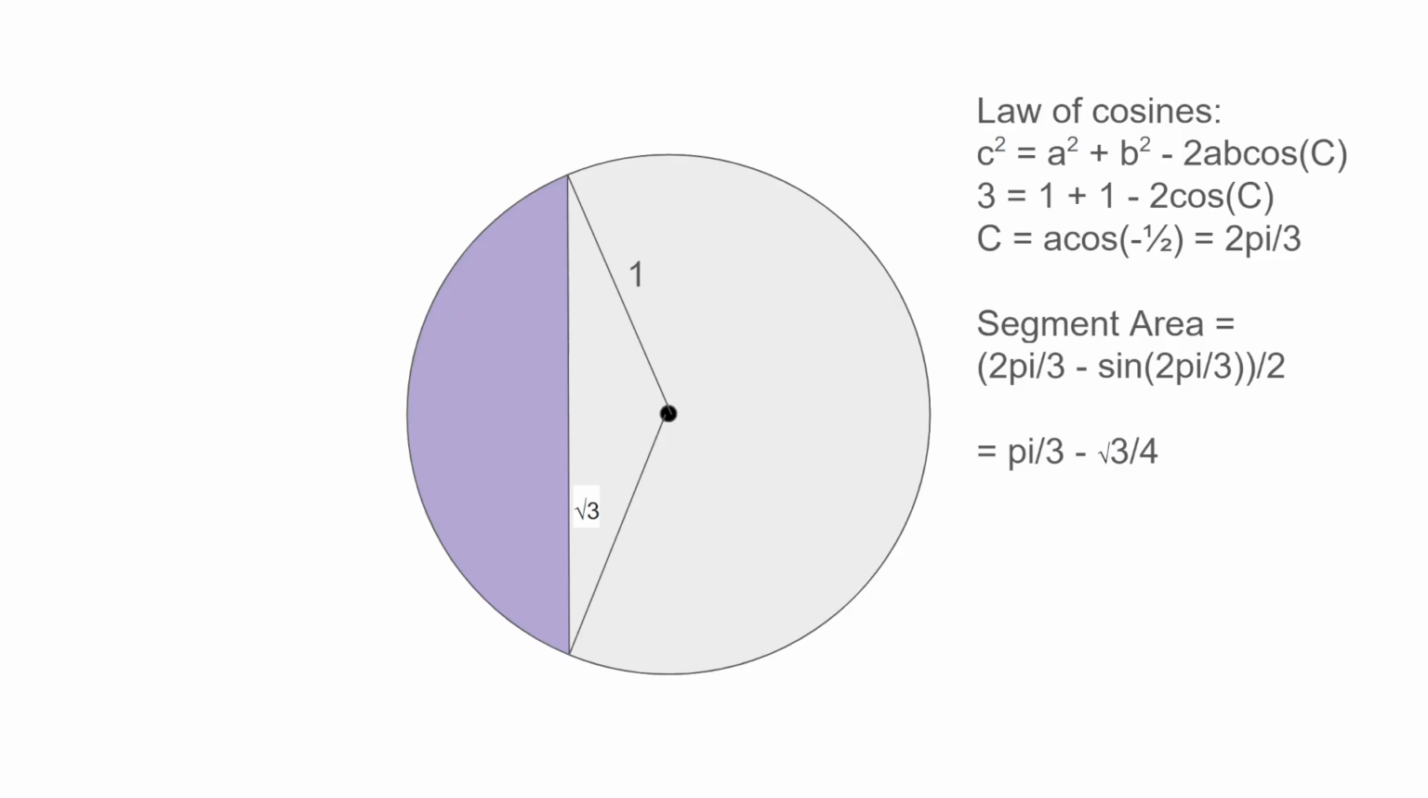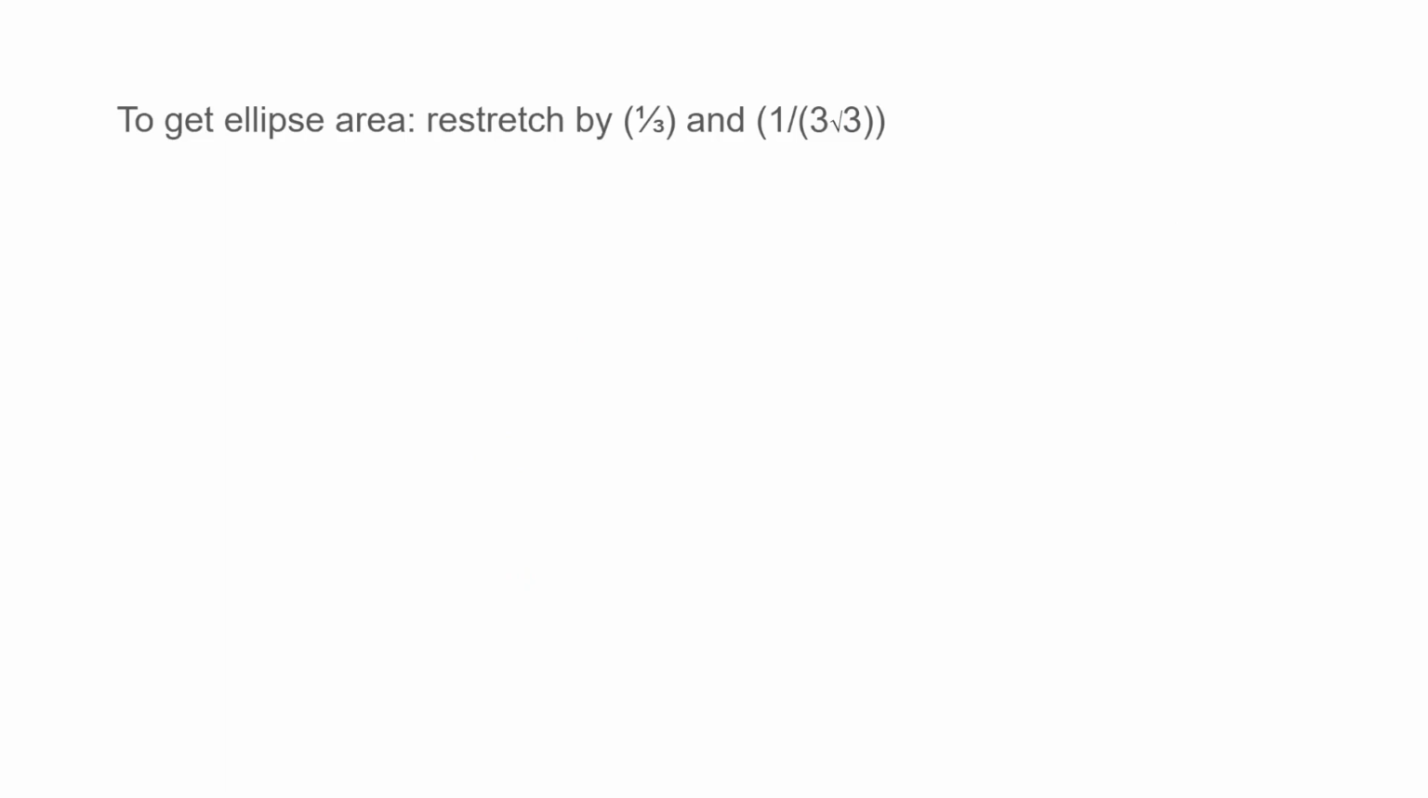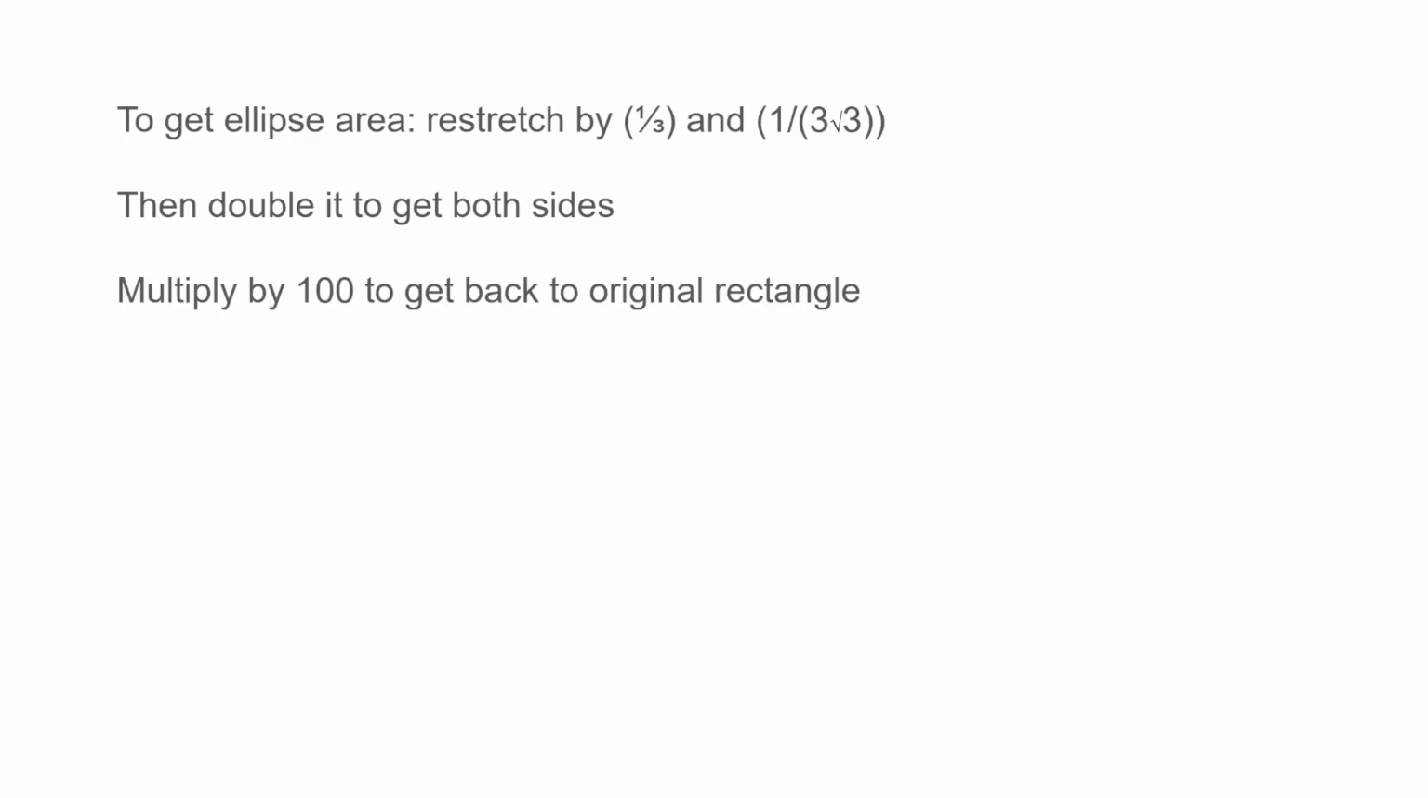I then need to do a couple things to get my final answer, right? To get the ellipse area, I'm going to restretch that by the same 1/3 and 1 over 3 root 3. This time, I'm going to be decreasing everything by those, so that should get smaller, right? And then I'm going to double it to double that segment, because remember, the thing we're looking for is that flipped version of the segment we just found, plus it flipped horizontally. And then I'm going to multiply by 100 to go back to our original rectangle.